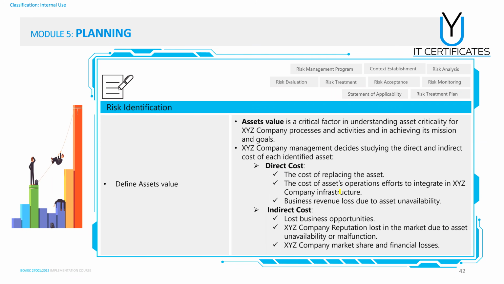During the asset value calculation, you have to take into consideration the direct cost and the indirect cost. The direct cost includes the cost of replacement, the cost of operation, efforts to integrate it in the company infrastructure, and revenue lost due to asset unavailability. And the indirect cost includes lost business opportunities, reputation loss, market share, financial loss. All this information should be taken into consideration with the indirect cost.